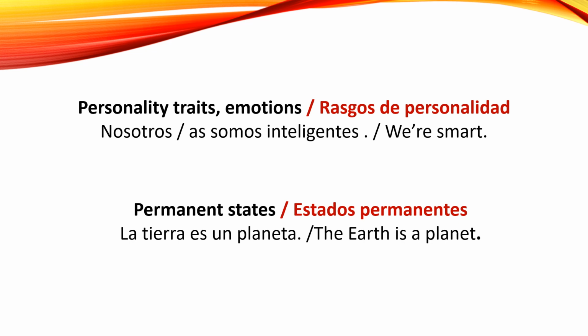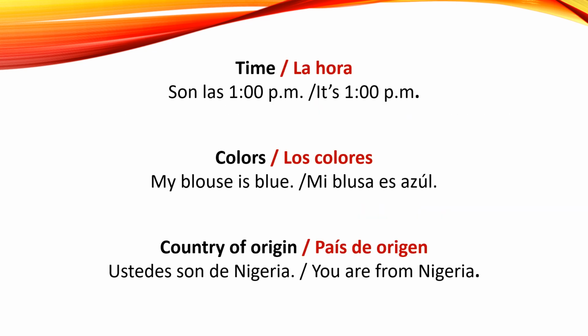Also, we use the verb be to talk about permanent states, which are situations or feelings that are not temporary. For example, la Tierra es un planeta. The Earth is a planet. When we talk about time, la hora, we also use the verb ser. For example, son la 1 p.m. It's 1 p.m. If you talk about colors, you also use the verb ser.